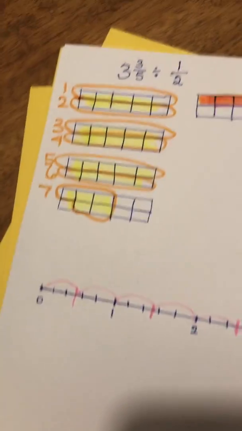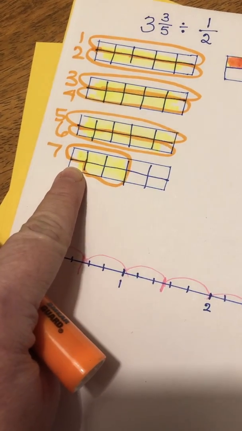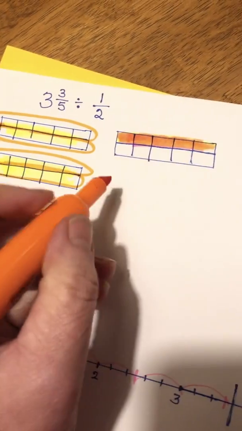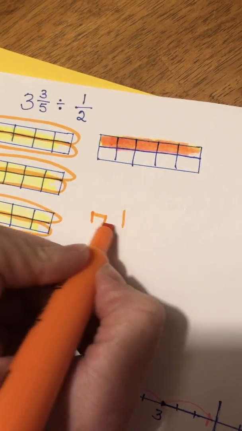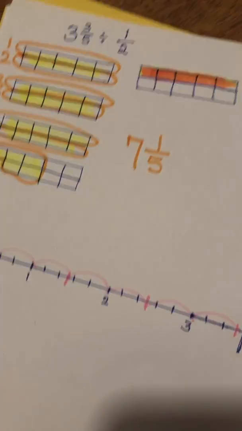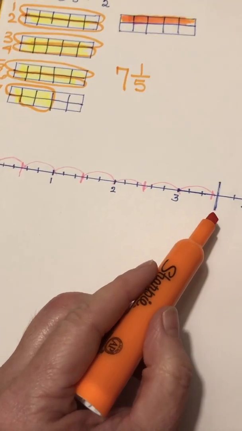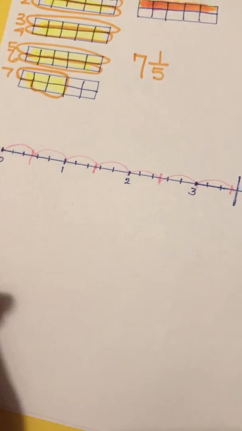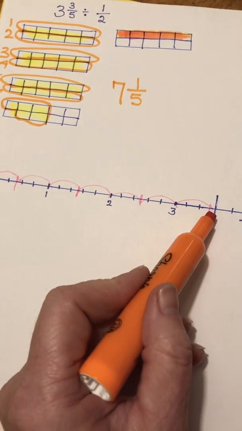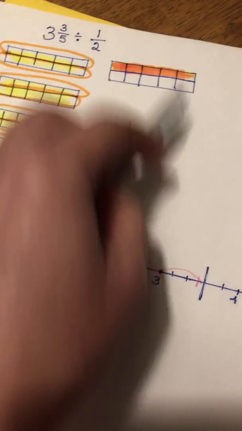There's my 7. So these will go into here 7 whole times, and I have a remainder. That remainder is 1 out of the 5 pieces. So my answer is 7 and 1/5. Does that match with our estimate by looking at the number line? It looks pretty close, because I know I'm not totally accurate when I do this by sight, but I knew it was going to be 7 and something. So 7 and 1/5.